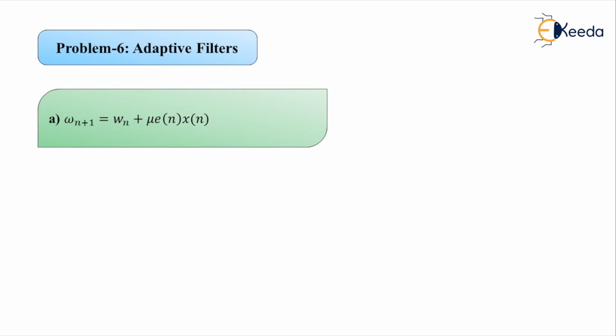So for updating the weight with the steps here, we have this equation: W sub n plus 1 is equal to W sub n added by mu into the error signal E of n into the input signal X of n. So this is the straight answer to this particular part of the question.